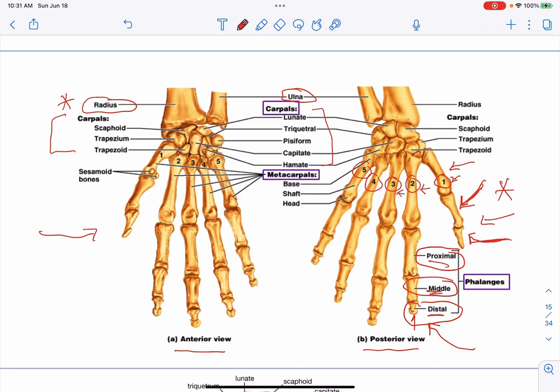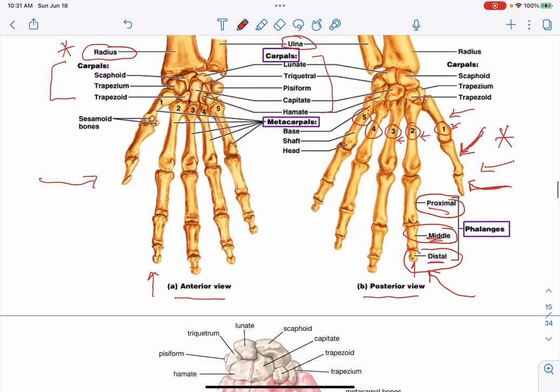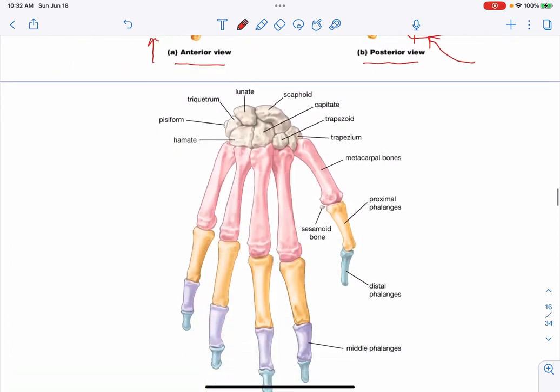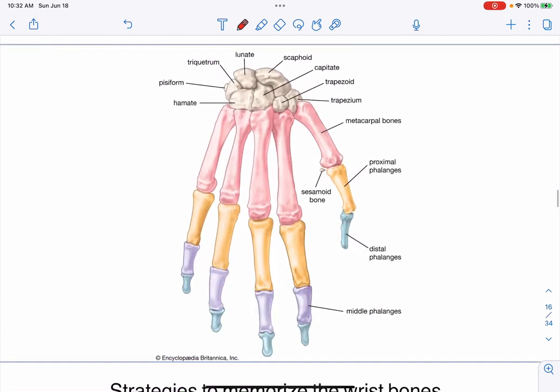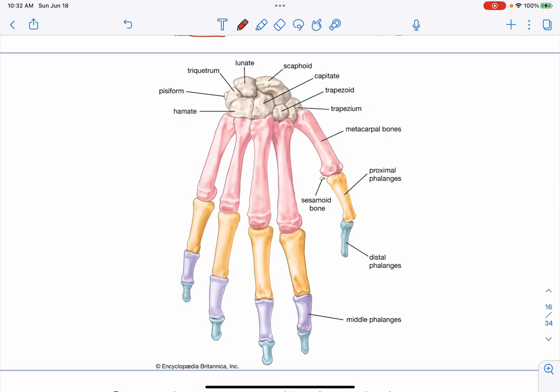The same would be true over here. Number 1, put your thumb up, is always the first digit, or metacarpal, or phalange. And then the first finger is the second and so forth. So make sure that you have a good understanding of how to label the metacarpals and the phalanges. I think I have one other picture that has this color coded. I think the first picture is from your book.